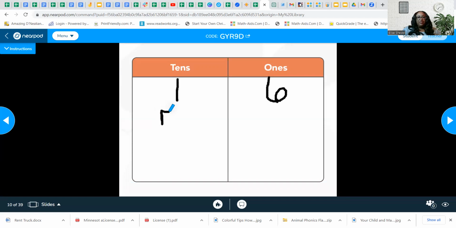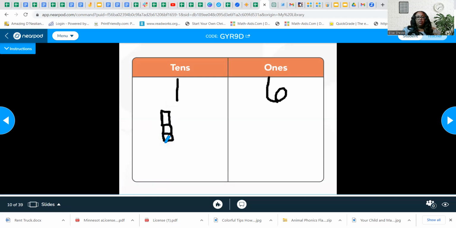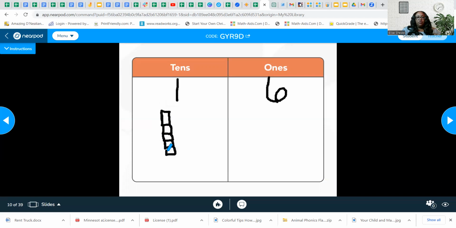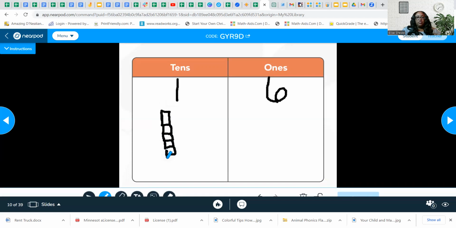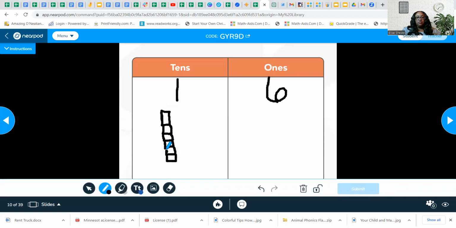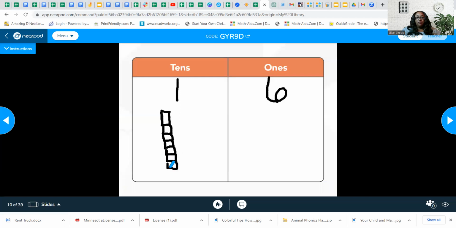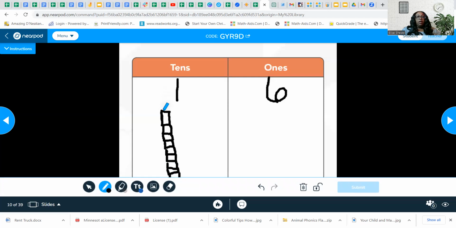One, we're gonna put them all together. Two, 3, 4, 5, 6, 7, 8, 9. And I'm gonna put one at the top because Michelle ran out of room.